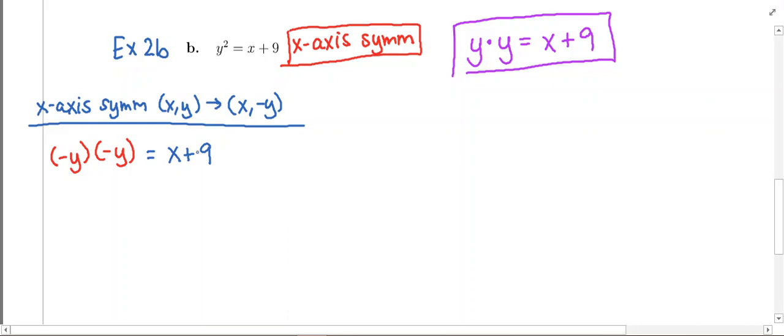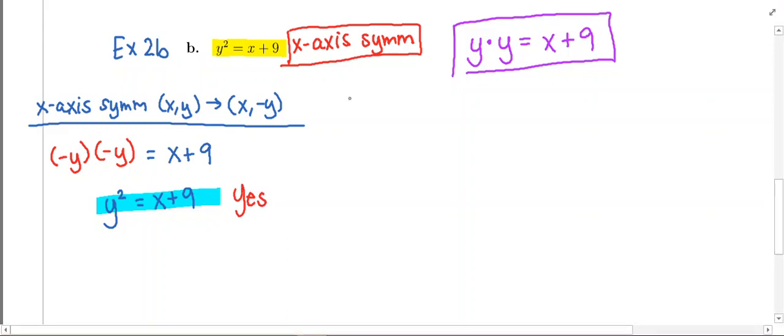Now we need to simplify and see if we get the original equation back. Remember, as far as the original equation is concerned, you can consider the one in the box, or you can use this yellow one here as the original equation. They're the same. So if we simplify here, negative times negative is going to be positive. Y times y is y squared. So we get y squared is equal to x plus 9. If you compare this blue equation that you are left with to the original equation in yellow, they are exactly the same. So we're going to conclude, yes, the graph of this equation does have x-axis symmetry.